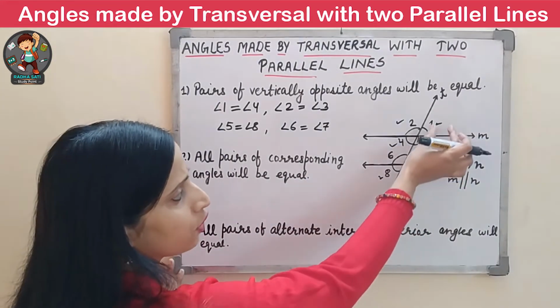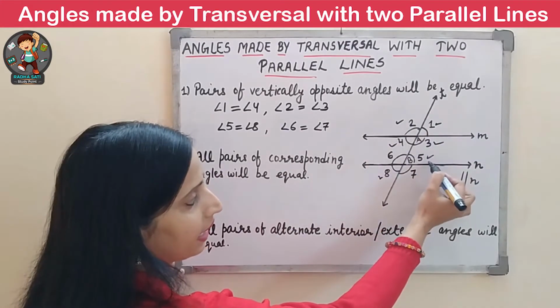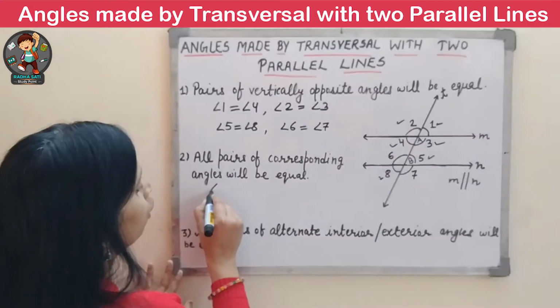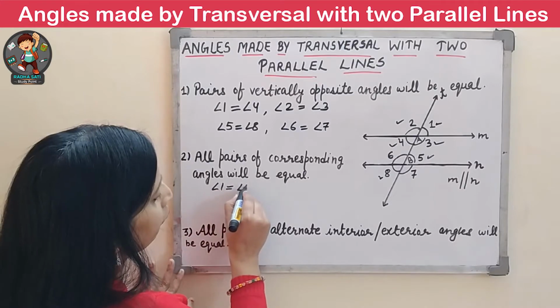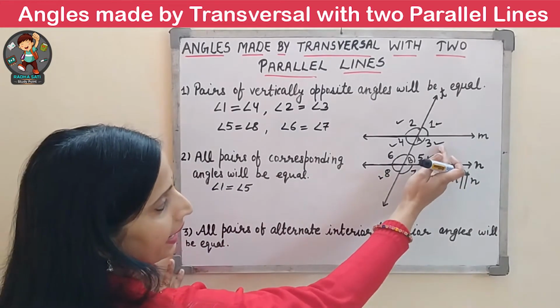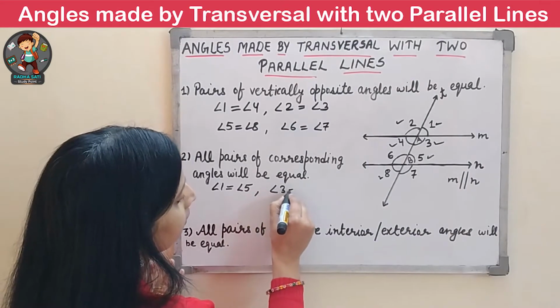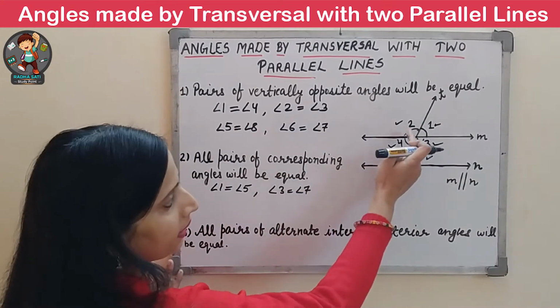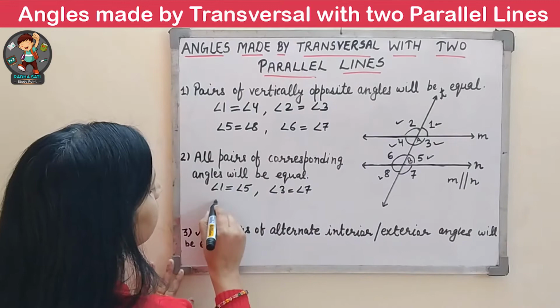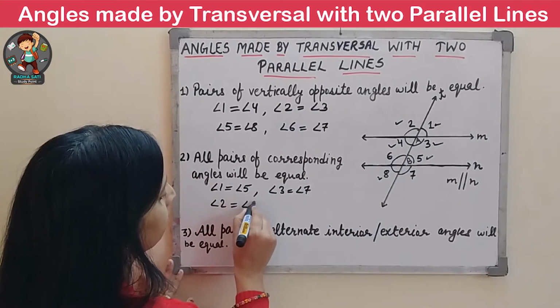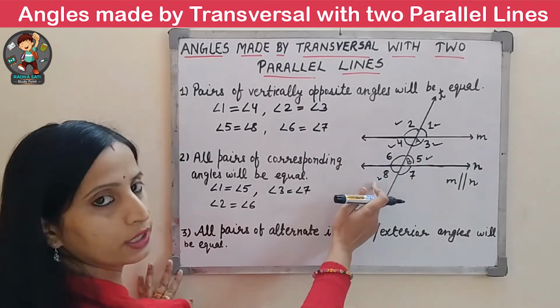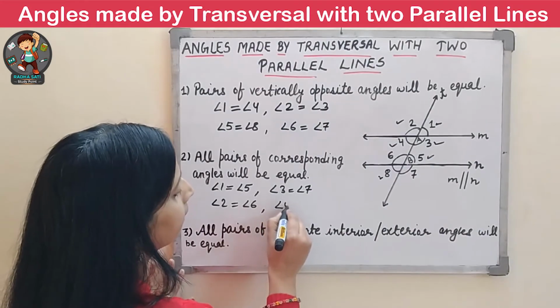So the first pair of corresponding angles is angle 1 and angle 5. So angle 1 will be equal to angle 5. Angle 3 will be equal to angle 7. Next pair, angle 2 will be equal to angle 6. And angle 4 will be equal to angle 8.